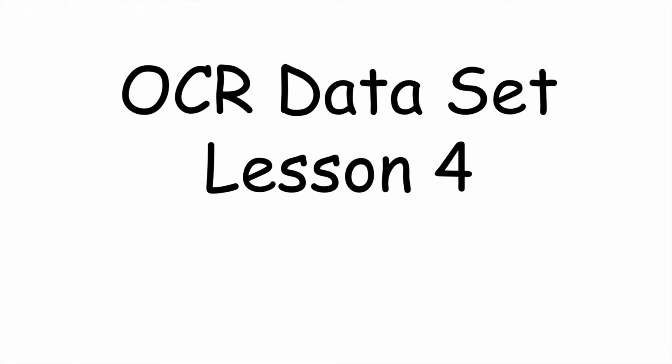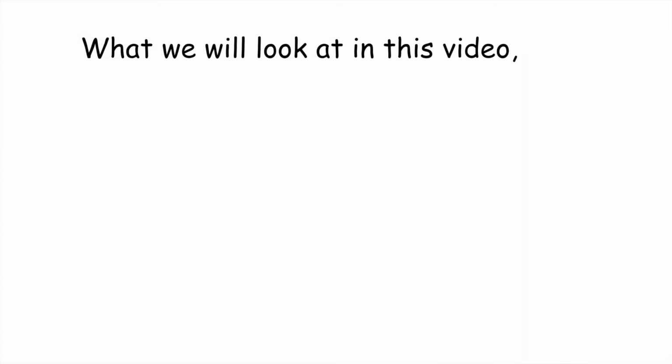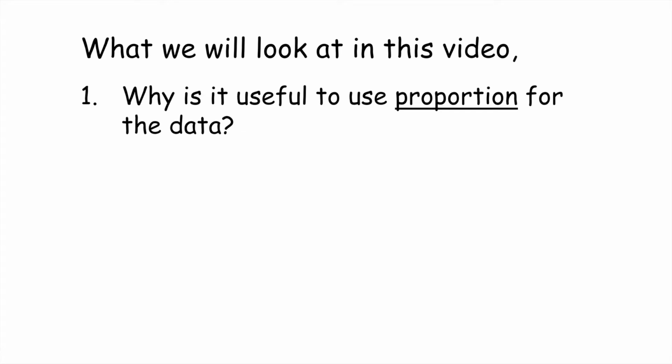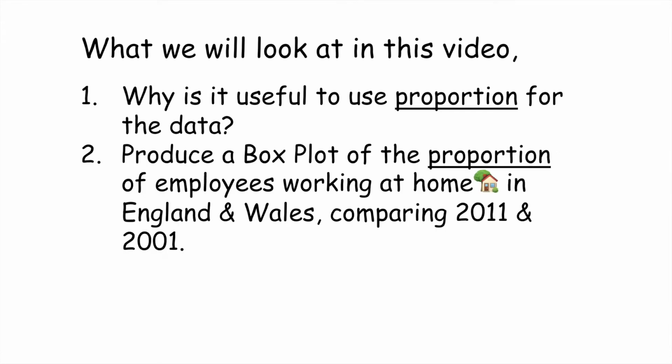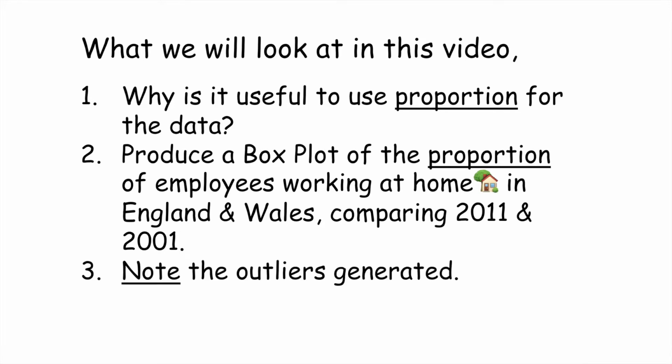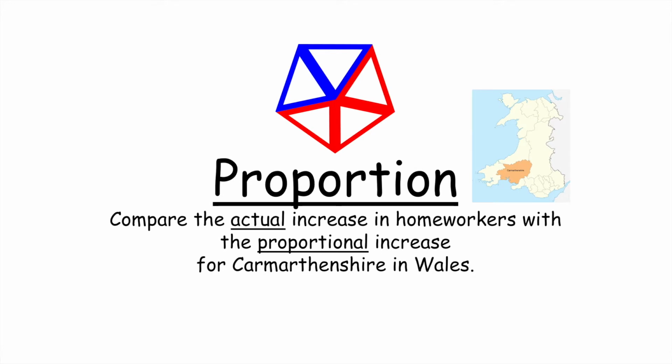Welcome to Lesson 4 using the OCR data set, where we will look at why proportion is appropriate for this data, produce a box plot, and look at what is meant by outliers. So let's start by looking at why proportion might be useful.